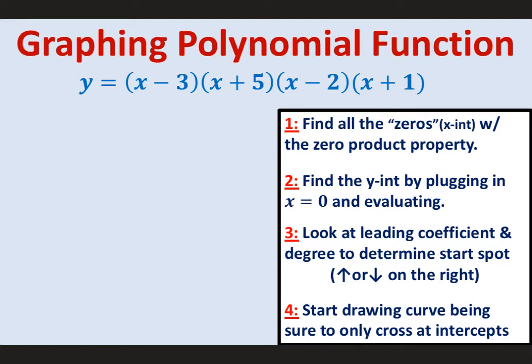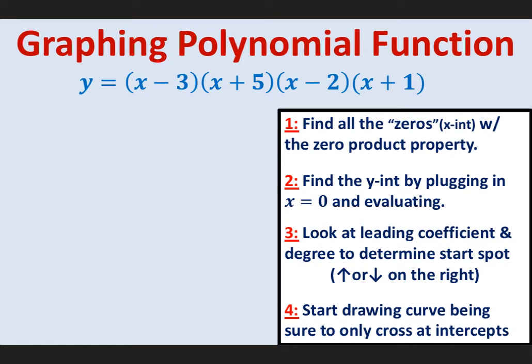So our steps go like this. First, we're going to find all the zeros, all the x-intercepts, by making y 0. Then we're going to find the y-intercept by making all the x's 0, plugging that in, and multiplying it out. Then we're going to find the leading coefficient to determine whether we start on top or on bottom on the right side of the graph. And then lastly, we're going to connect it all up and draw a nice little squiggly roller coaster. All right, let's begin.